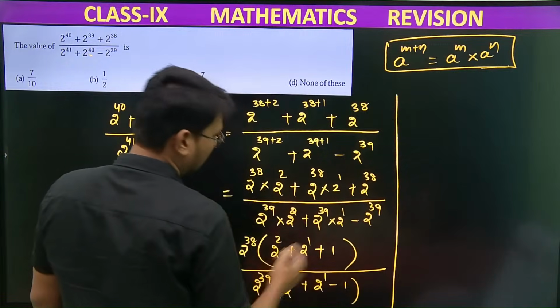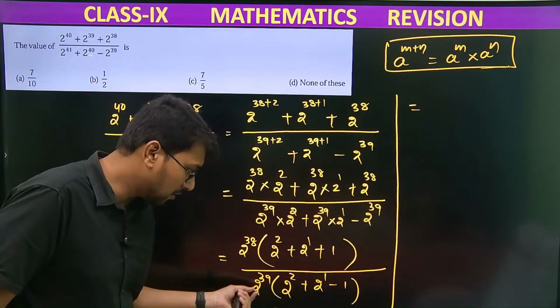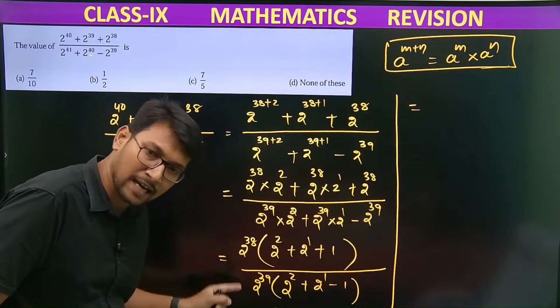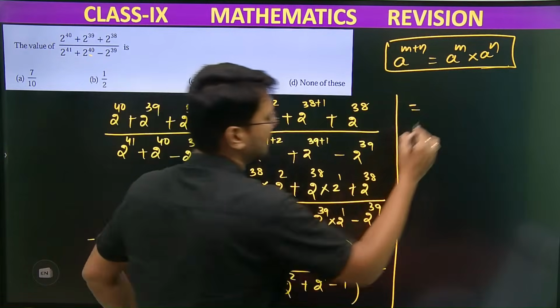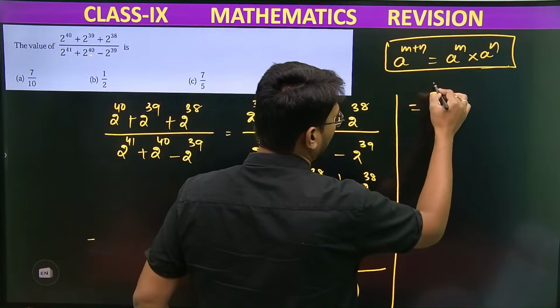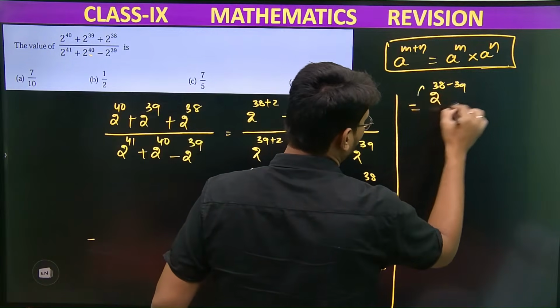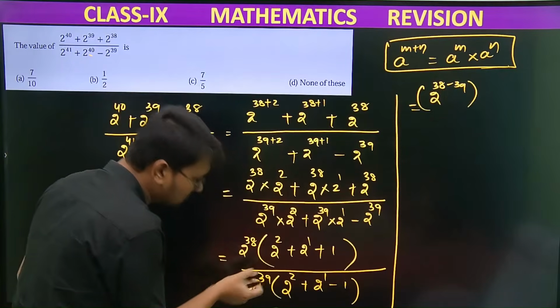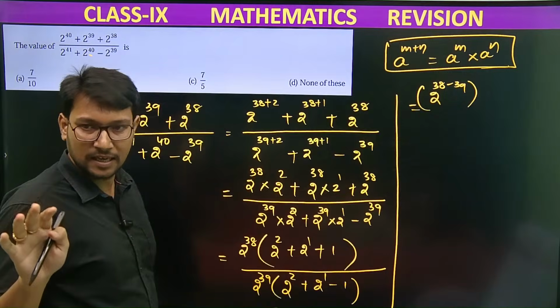Next step. Coming to the next step, children. Here, 2 to the power 38 and 2 to the power 39, these two are divided. What is the base? The base is the same, so the powers should be subtracted. That means I can write 2 to the power 38 minus 39. Is it clear to all? These two have been divided, the base is the same, so the powers are subtracted. You know this, right? Okay?